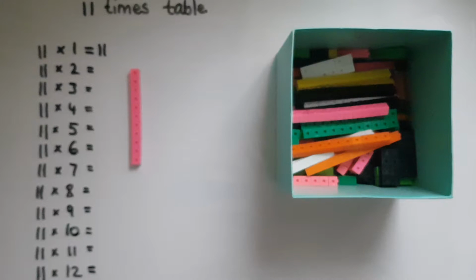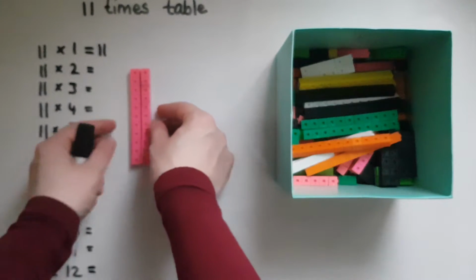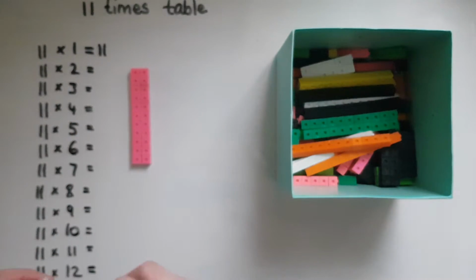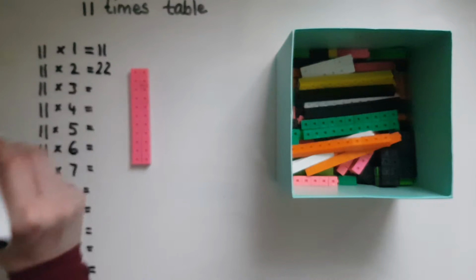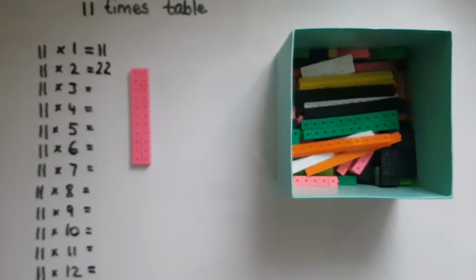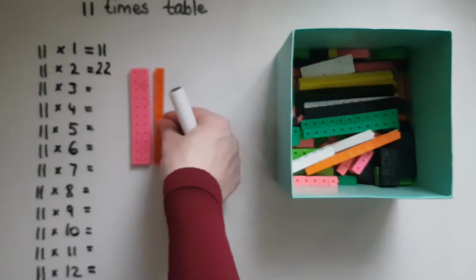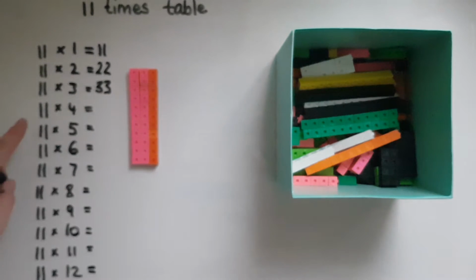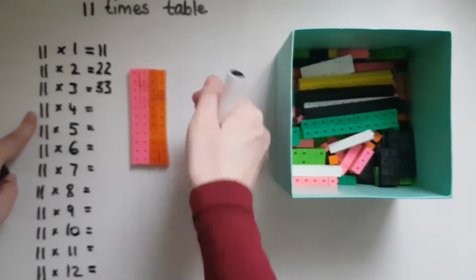11 times 2 is 22. So 11 times I do this, getting out 2 cubes each time. So the digit repeats itself, 2, 2, which makes 22. 11 times 3 is 33. 11 times 4, which is 44.